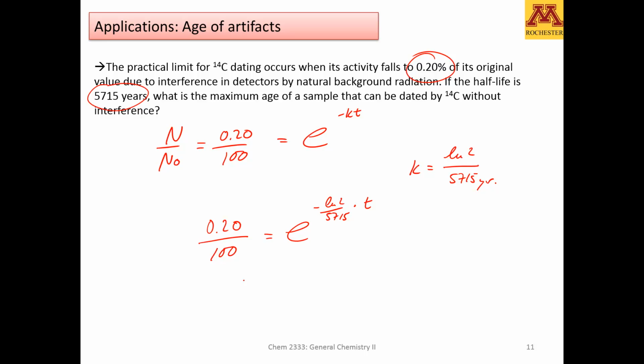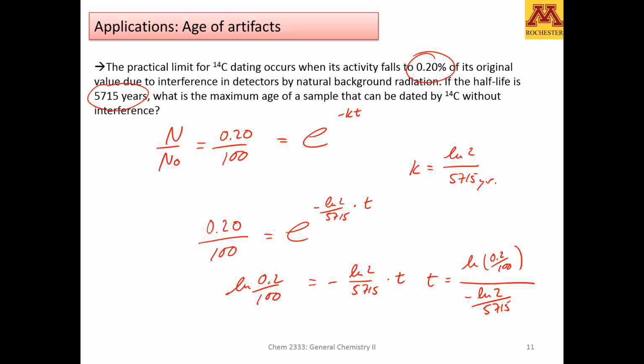Okay, so let's take logarithms on both sides. Logarithm of 0.2 over 100 is equal to negative logarithm of 2 over 5715 times time. Therefore, the time is logarithm of 2 divided by 100. Sorry, I'm mixing things up. Careful here. I just don't want to use a calculator so that you know where all the numbers come from. Minus logarithm of 2 now divided by 5715. This will be the maximum amount of time, or the oldest sample that we can use to specify the age that that sample has.